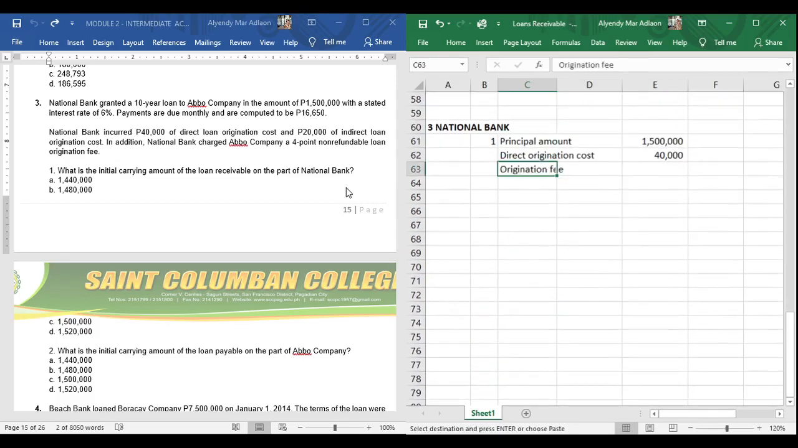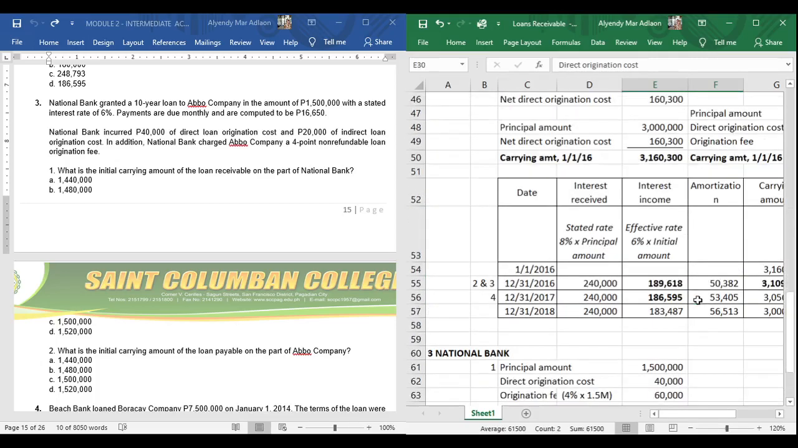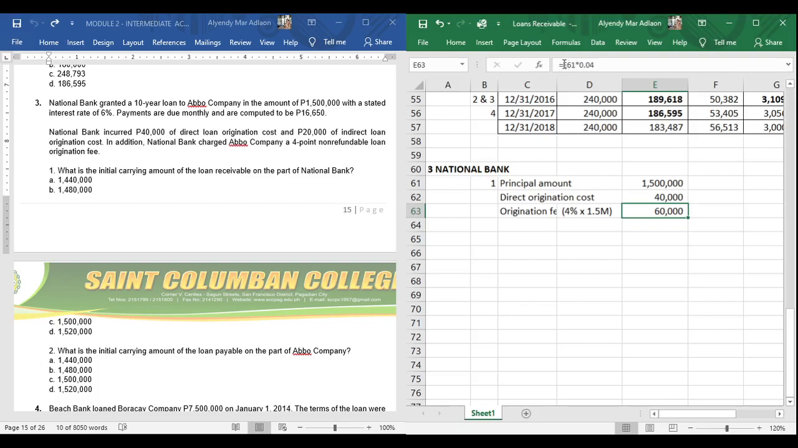Pila na yung origination fee? Accordingly, National Bank charge abo a 4-point non-refundable loan origination fee. That means 4% of our principal amount of 1,500,000. Okay, so 1,500,000 times 4%, our origination fee is 60,000. So, take note class, origination fee, it will be deducted. Para sa ato ang kaganiha ba, atong shortcut na to, no? Nakadeduct ang origination. Naka-add ang direct origination cost. So, this will be deducted.